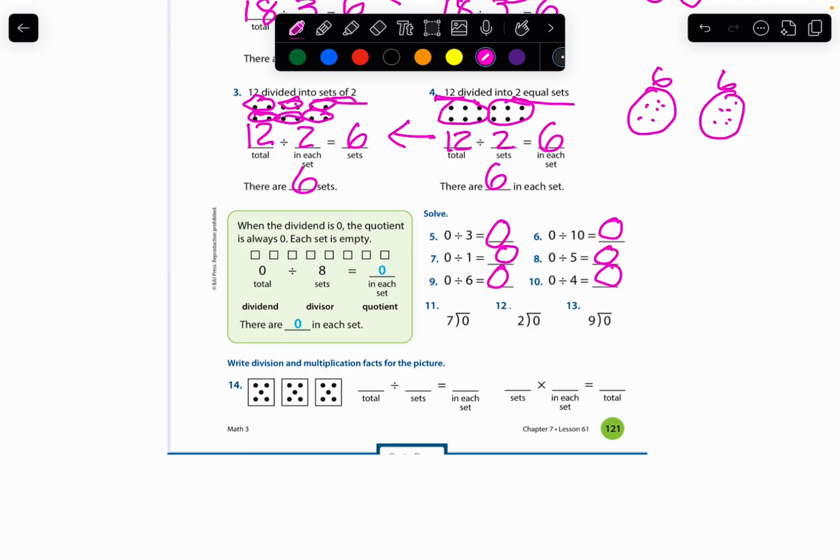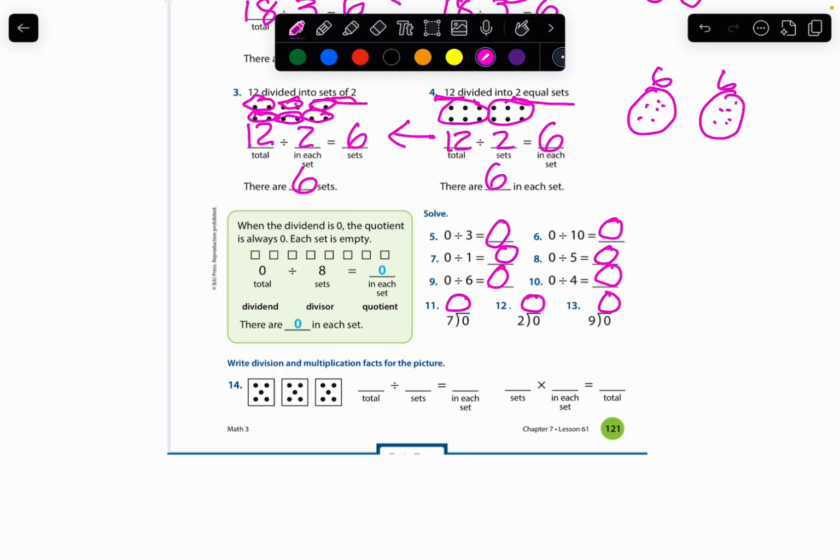So let's look at the next one. 0 divided by 7, 0. 0 divided by 2, 0. 0 divided by 9, 0. Easy peasy. Write the division and multiplication facts for the picture. All right, so let's look. We're going to figure out how many total I have. Well, this is easy because it's 5, right?